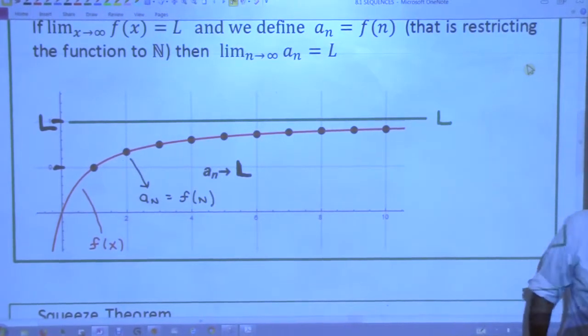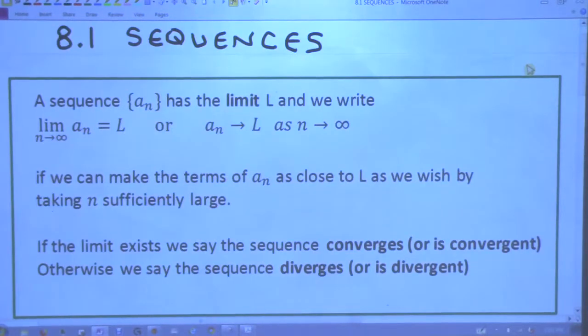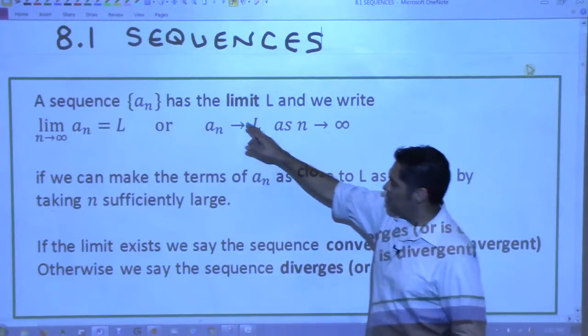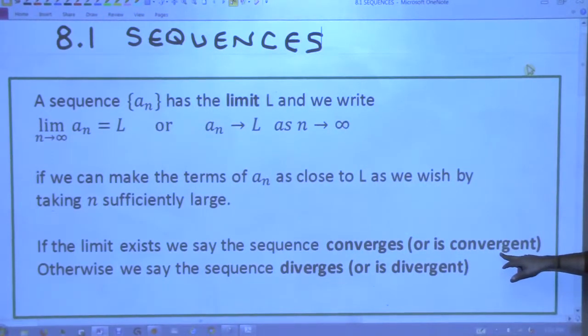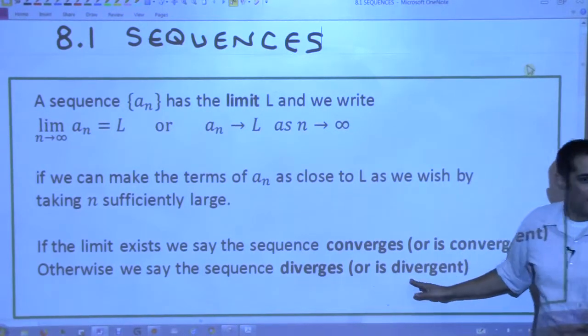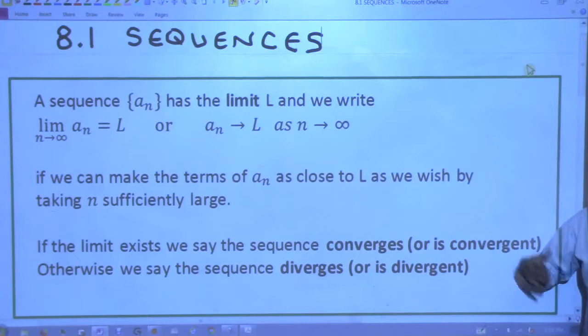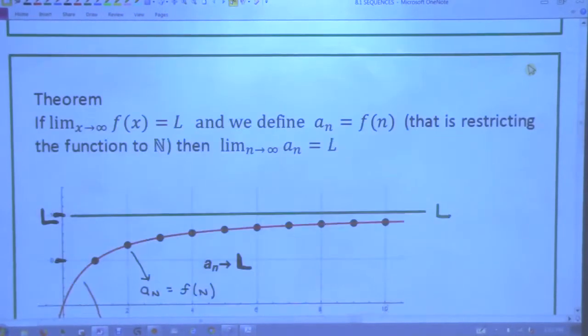All right. So some more terminology here. We did talk about this. If the limit exists, then we say that the sequence converges or is a convergent sequence. Otherwise, we say that the sequence diverges or is divergent. So those are our terms, and we've heard those before with improper integrals. But now we get our first theorem.